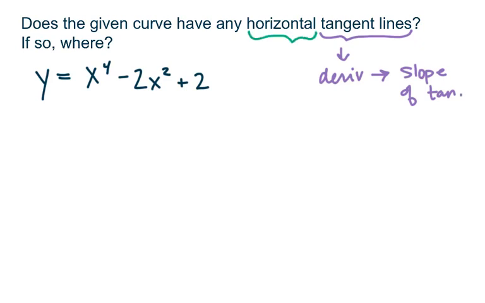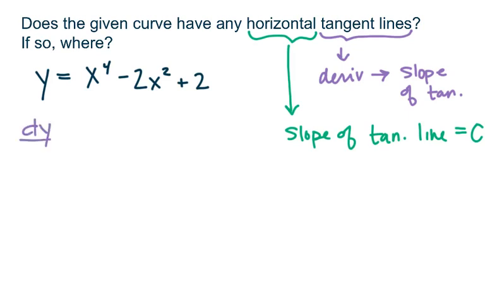And what do we know about a horizontal line? A horizontal line has a slope of 0. So this means the slope of the tangent line equals 0. And we find the slope of the tangent line by finding the derivative. So I'm going to take the derivative of my function. I'm going to use my new rules. The derivative of y with respect to x is 4x cubed minus 4x. All right, I used my power rule on both of those. The derivative of 2 is 0, and I don't need to write that.